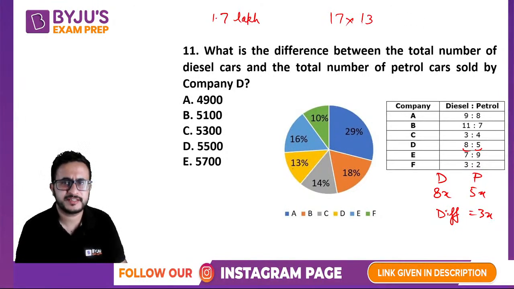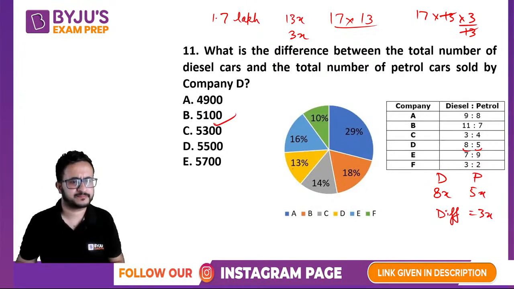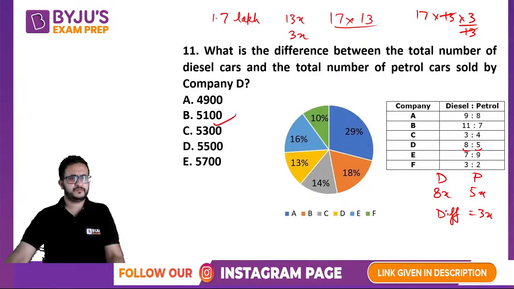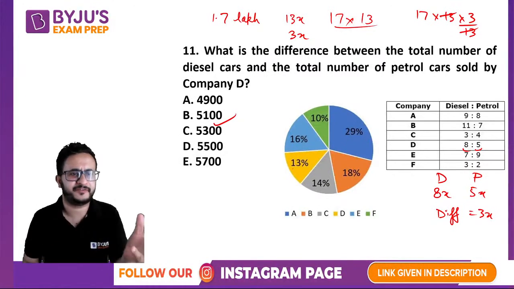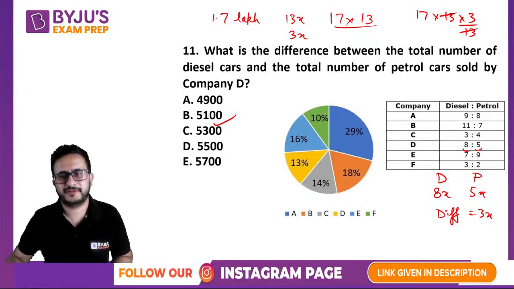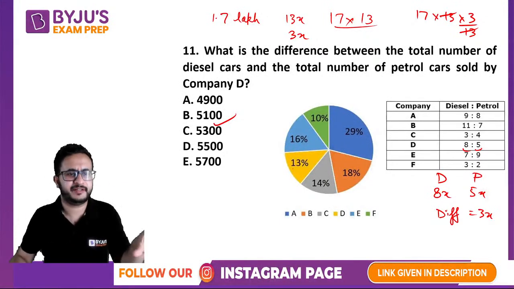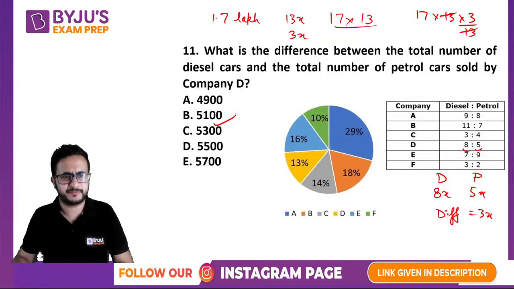Difference will be 3x. So I have to find 3x, right? Now this total is 13x. I have to find 3x. So basically what I'll do, 17 into 13 into 3 by 13. Right? So my answer will be 5100. So if you practice this kind of calculation, you will feel that okay, you are in that bucket, you are the ones who deserve JB. Okay, don't be like the normal people.